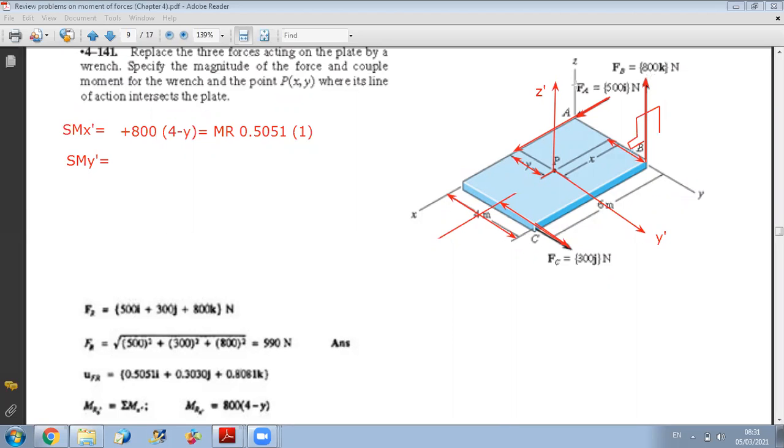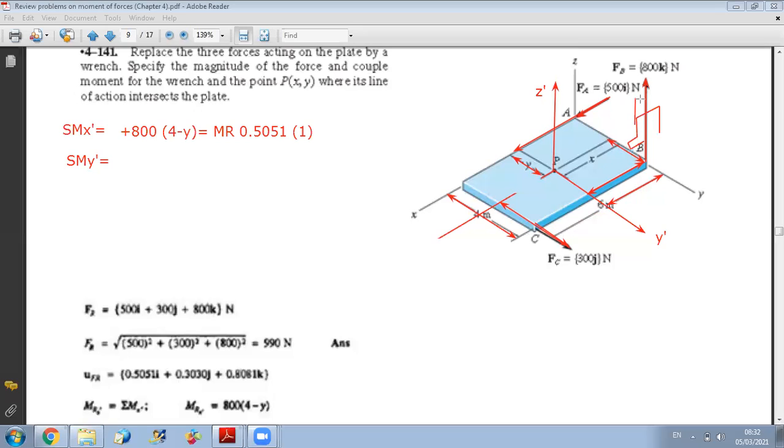But now, what is the distance I take? I take the distance between y prime and FB, this distance. Look at the figure. What is this distance? It is just x, right? From here to here is x. So applying the right hand rule, is it a positive moment or a negative moment?